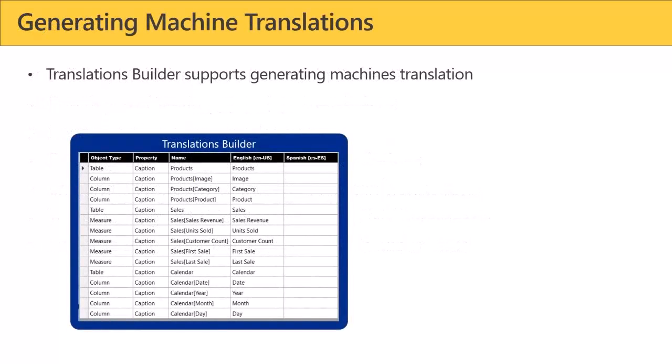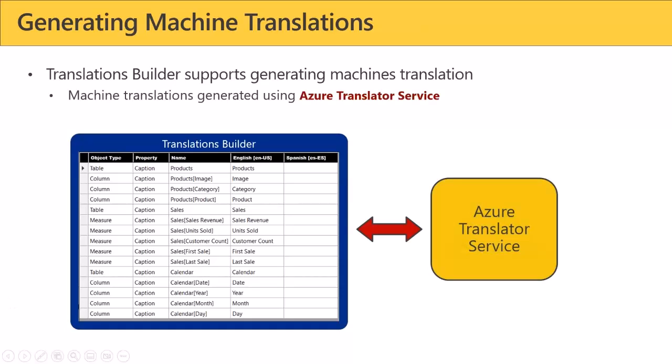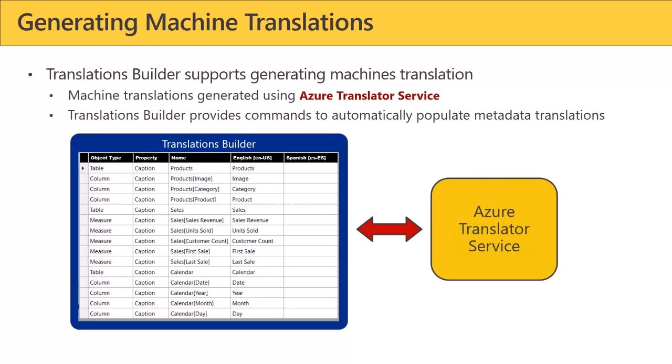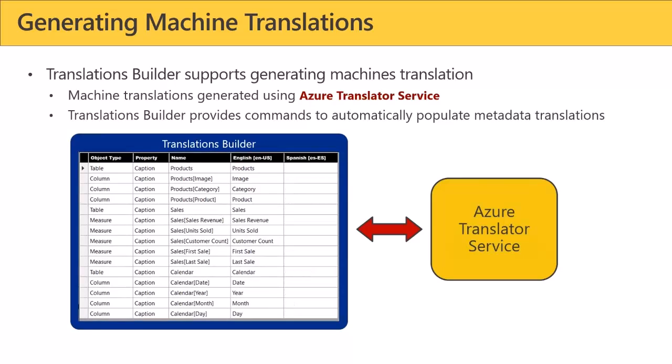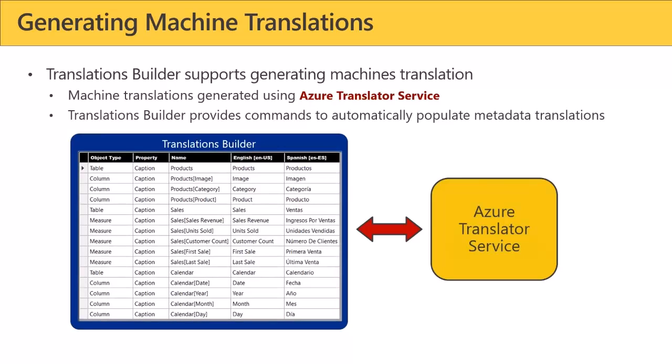So Translation Builder supports generating machine translations, because it has a way to integrate with the Azure Translator service. Translation Builder provides commands which can automatically populate metadata translations. So the idea is, I don't want to type these in, just click a button and use AI. Machine translations are often not the final quality that you need, but they're a great first step because now I can start testing my reports.